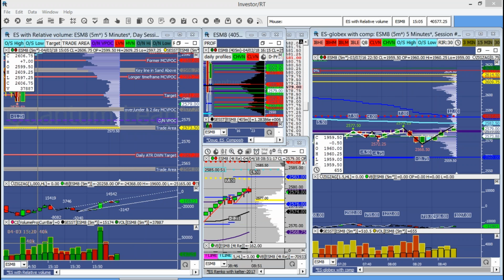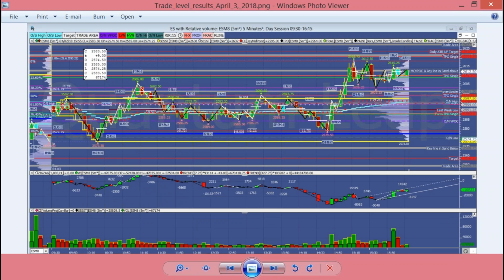All right, so let's take a look at yesterday. Yesterday, we were looking for an inside rotational day. We were looking for either a rotational day between the two lower distributions or up here in the thin area of the profile. For the most part, we played out Hypo 1 for most of the day, and then once we got above that 260150, our Hypo 3 kicked in with the target up here at the 6-day microcomposite VPOC and the key line in the sand above.